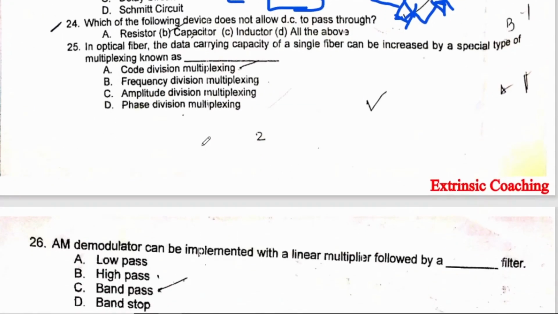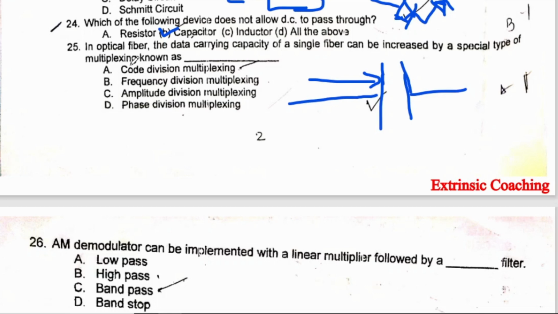Next question. Which of the following devices does not allow DC to pass through? As we talked earlier, a capacitor doesn't allow DC to pass through. It will act as a valve for the DC. So a capacitor doesn't allow DC to pass through.